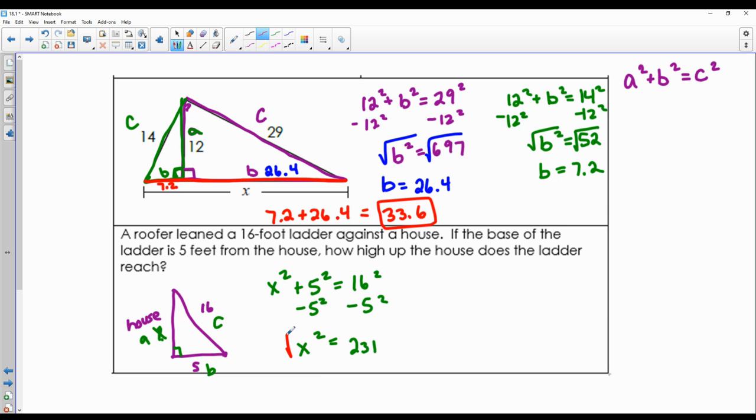Now you're going to just take the square root of both of those. So x is equal to the square root of 231, which my calculator says is 15.2. So 15.2 feet up the house is as far as that 16-foot ladder will reach. And there we're done with the examples.